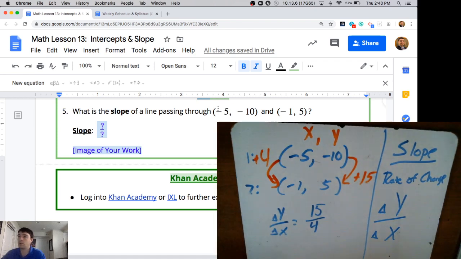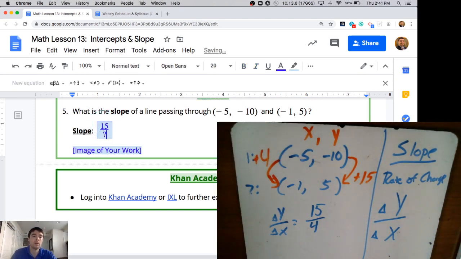15 over 4, they don't share any factors in common, so that fraction is as simple as it gets. There's no way to simplify or reduce 15 over 4. So I'm going to leave my slope as 15 over 4 as a fraction. I would not be switching that to 3.75, the decimal version of 15 over 4.